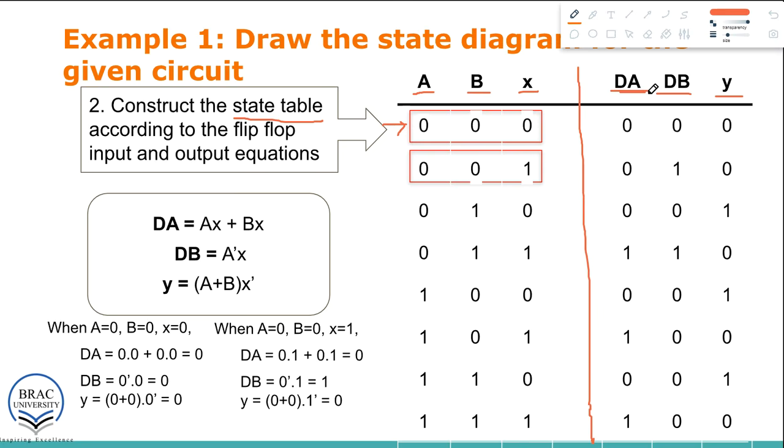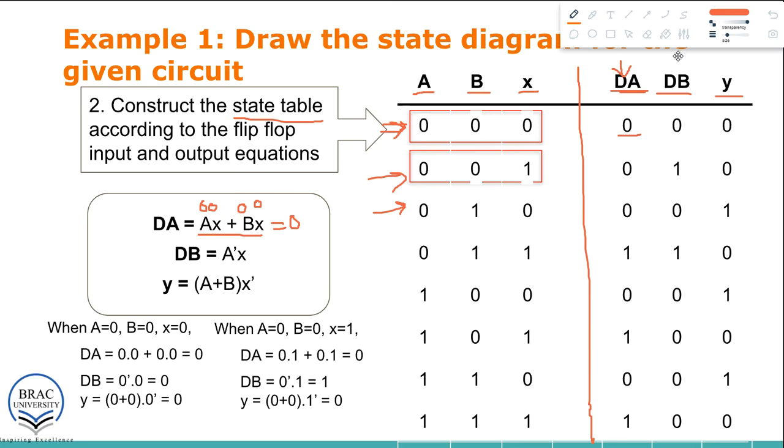Alright, so we can just write the values for all of these columns. For example, dA equals ax plus bx. For the first row we can see that a, b, x are all 0, right? So if we put 0 here, ax plus bx produces basically 0. That's why dA is written as 0 here. Similarly, we can do it for the next row and for all the rows. So this is how we can calculate dA.